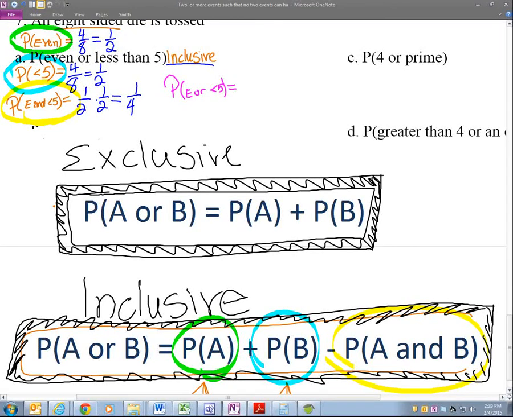Now, we have the probability of even or less than 5. I'm just rewriting what it has there. I have to plug in what is green. What is my probability of A? 1/2. I'm going to plug in what is highlighted blue, my probability of B. 1/2. Then I'm going to subtract, because this is a subtraction sign right here. I'm going to subtract the probability of A and B, which I already found, and it's yellow. What is it? 1/4.